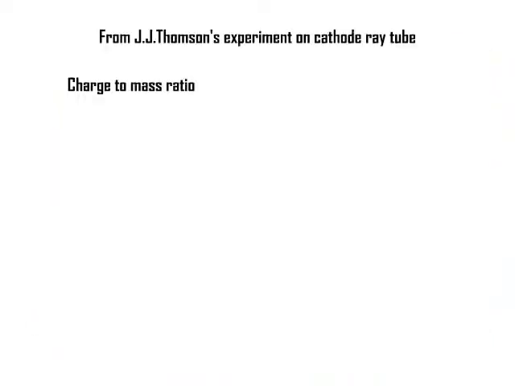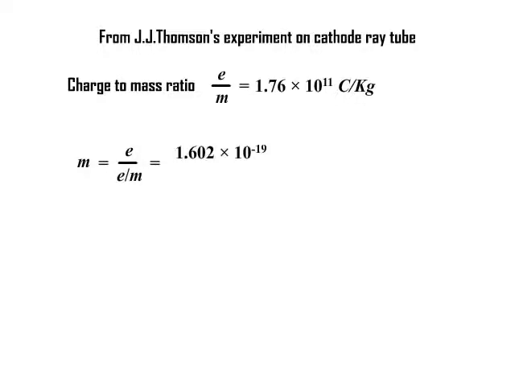We already know the charge to mass ratio of an electron from the experiment of J.J. Thomson with cathode ray tube. The ratio was 1.76 into 10 to the power 11 coulombs per kg. From this, m equals the charge of an electron divided by the charge to mass ratio, which is equal to 1.602 into 10 to the power minus 19 divided by 1.76 into 10 to the power 11, which is equal to 9.1 into 10 to the power minus 31 kg, which is the mass of an electron.